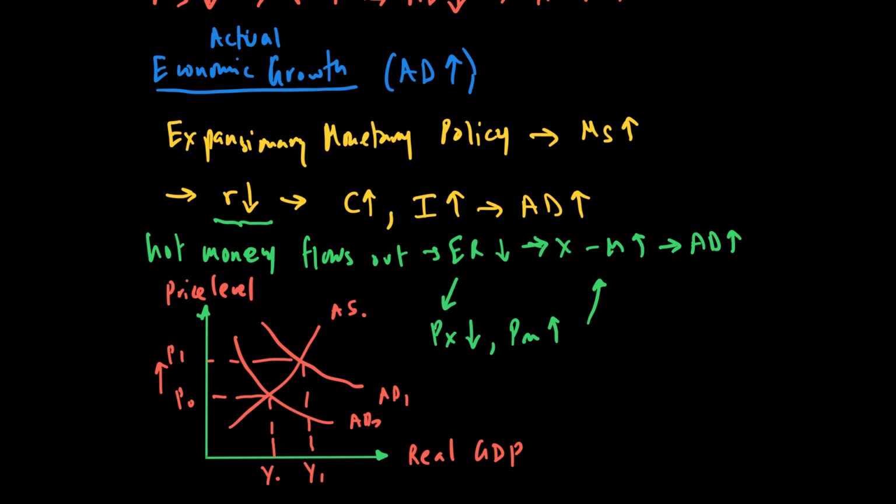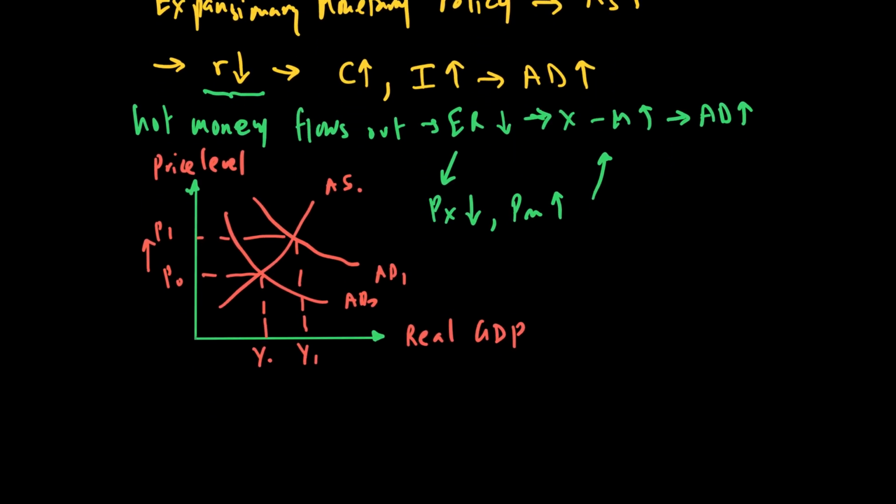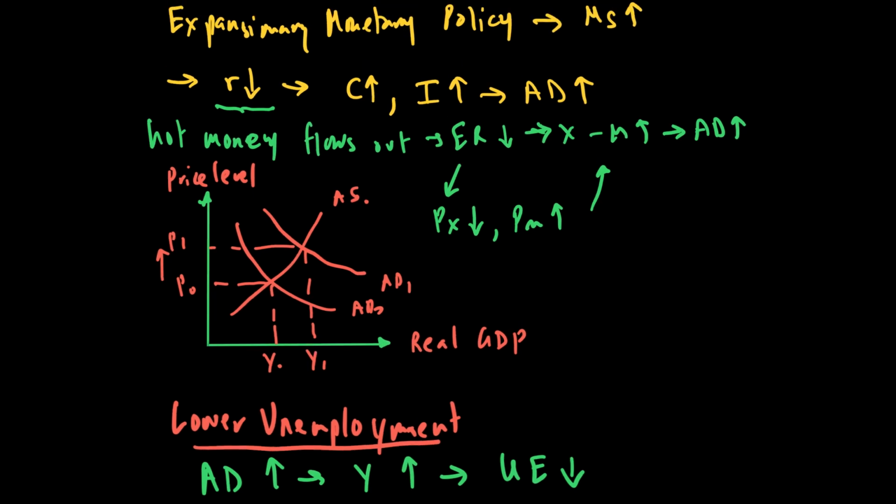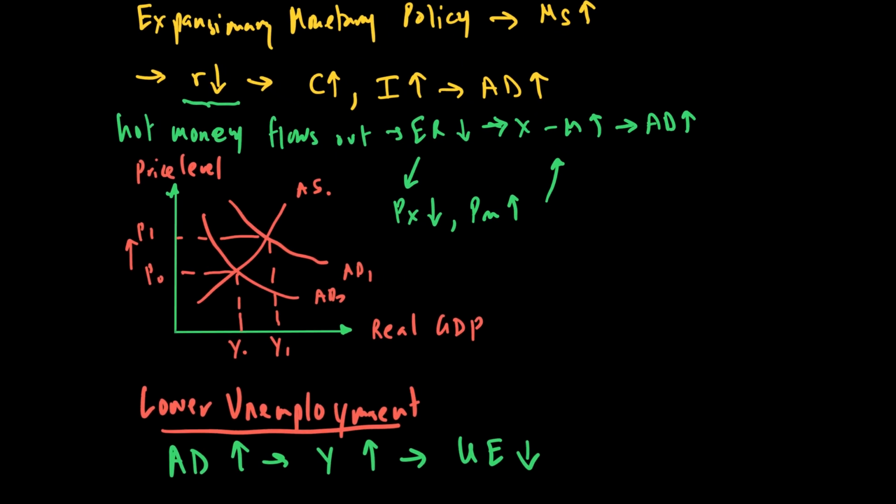Now this also means our fourth goal can also be achieved through that, which is basically lower unemployment. If you want to achieve lower unemployment, you can see this from the diagram, that when your AD goes up, you could have GDP to rise, which can result in unemployment to fall. And that's exactly what we can get through expansionary monetary policy again. So when you want to achieve economic growth and lower unemployment, you do expansionary monetary policy.